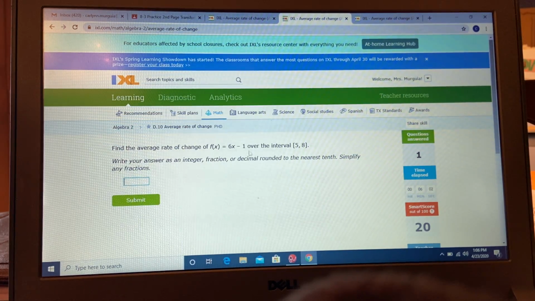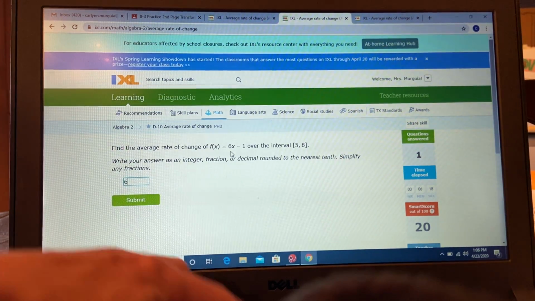And again, this is a linear equation, 6x minus 1. So it's linear, so it doesn't matter what interval we're going on. Our slope is still going to be what our slope is of the equation, which is 6.